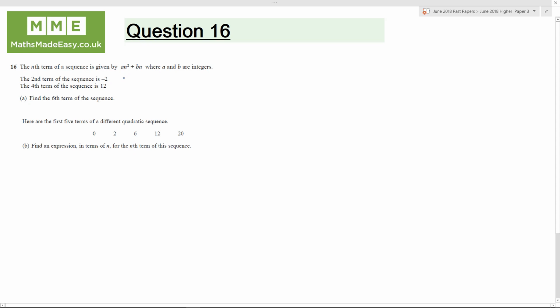So, we know for the second, we know that an squared plus bn equals -2, where n is 2. So, 2 squared is 4, so it would be 4a plus, again, n is 2 again, 2b equals -2. Just substituting the value we know for n in.